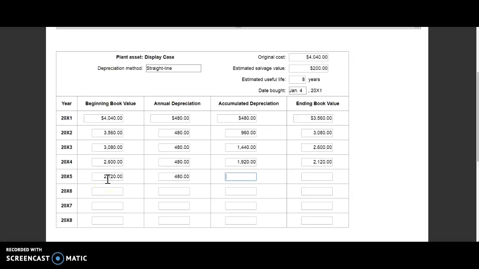Annual depreciation stays the same. Previous year's depreciation plus this year's depreciation. Figure out our ending book value. Bring that number to our beginning book value. Same depreciation. Add that year's depreciation to the accumulated from last year.